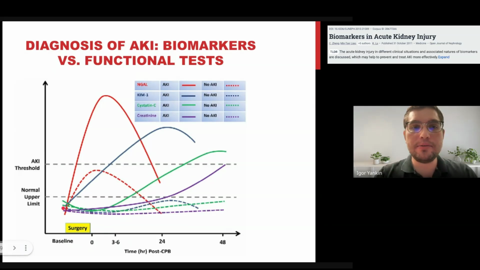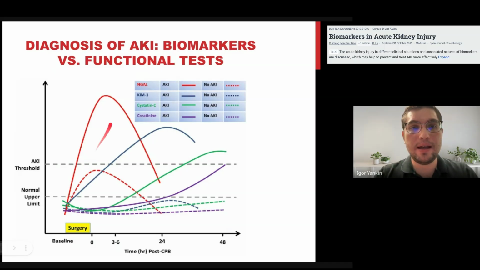Now, let's look at NGAL. So NGAL shot up really quick. It went up to AKI threshold within minutes to hours, even during the surgery, right? So you already know that the patient developed this structural damage, tubular damage to the kidneys, within very, very short period of time, even before you finish the surgery, if you tested NGAL concentration.